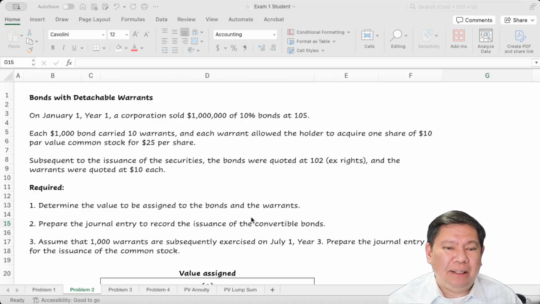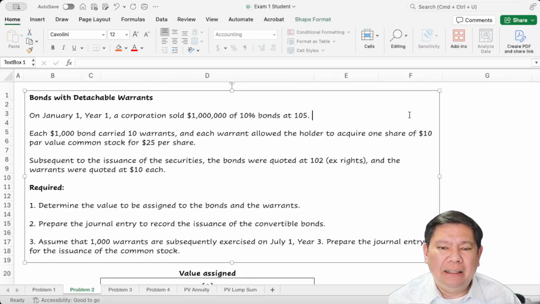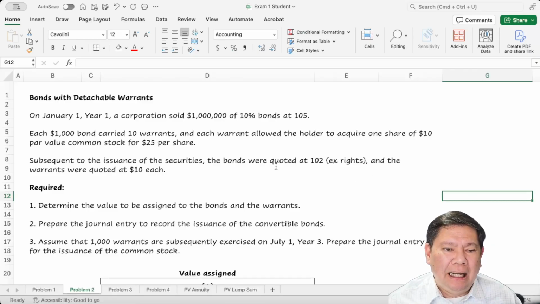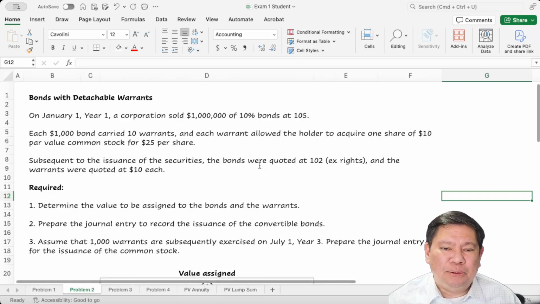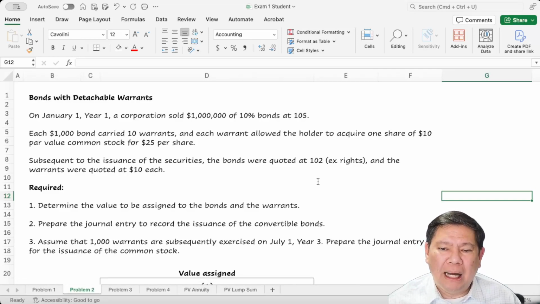On January 1st, year 1, a corporation sold $1 million of 10% bonds at 105. Each $1,000 bond carried 10 warrants, and each warrant allowed the holder to acquire one share of $10 par value common stock for $25 per share. That's the exercise price. Subsequent to the issuance of the securities, the bonds were quoted 102 ex rights, and the warrants were quoted $10 each.